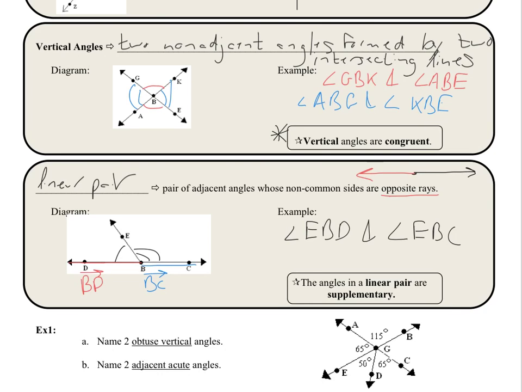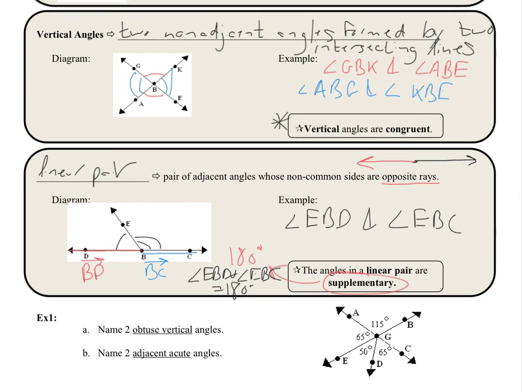Now, the big importance of linear pairs. Linear pairs actually create supplementary angles. Now, if you remember, supplementary angles always equal 180 degrees. So this means that if we were to add angle EBD and angle EBC, those would sum up to be equal to 180 degrees. That's what also makes it a linear pair.